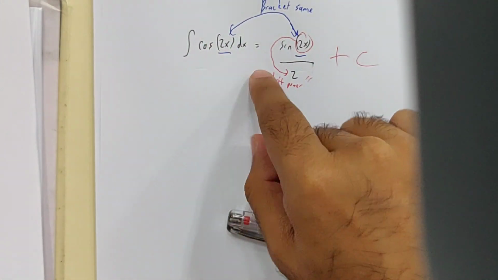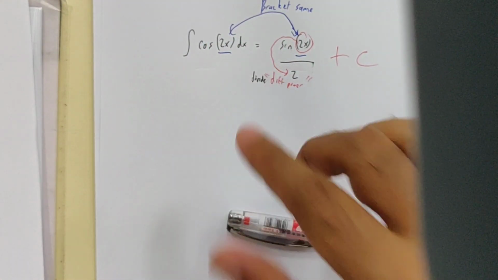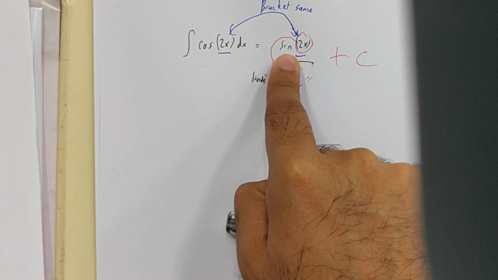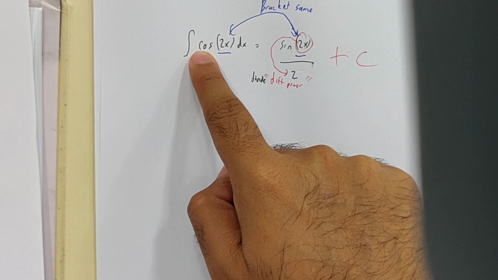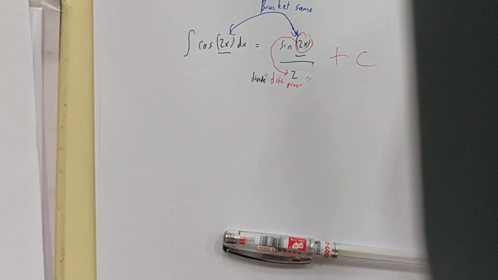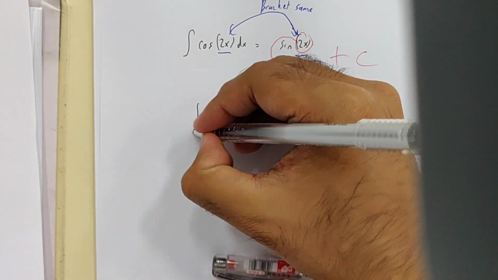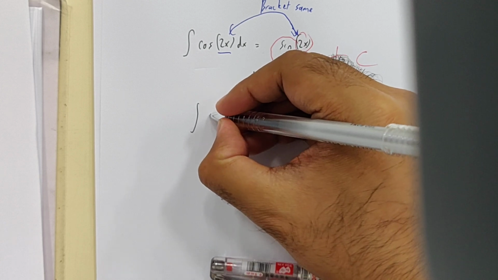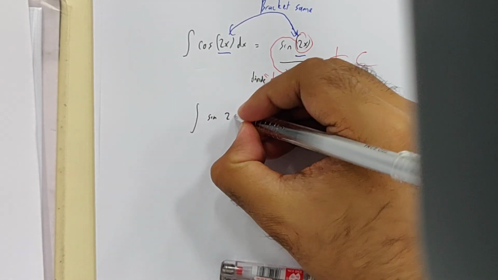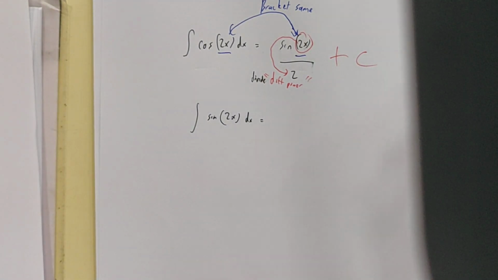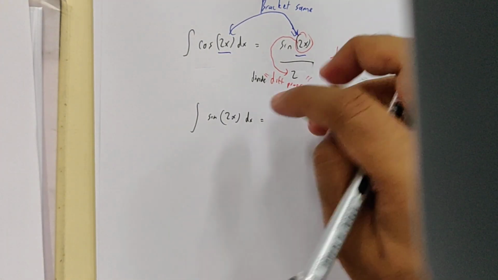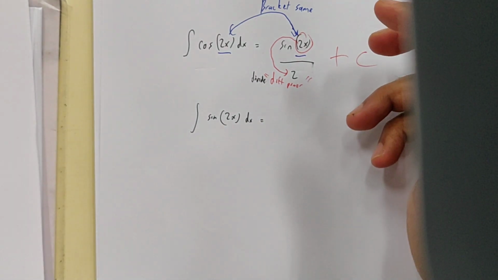Someone might argue, sir, I thought it's a negative. Well, differentiate sin, what do we get? Positive cos. Alright? So, argue things more. What about now? Differentiate what we got, sin?